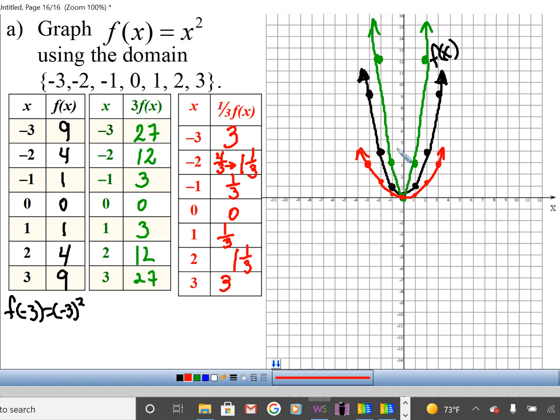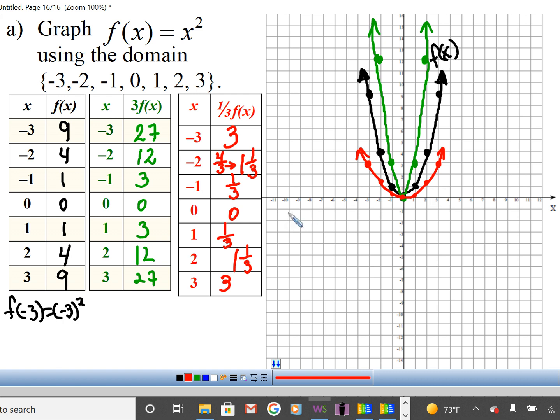Okay, so the green one stretched. The red one, yeah, I see you guys making a motion like this. What would we call that? Compress. That is correct. Stretch, compress. Okay. So, let's generalize this idea.